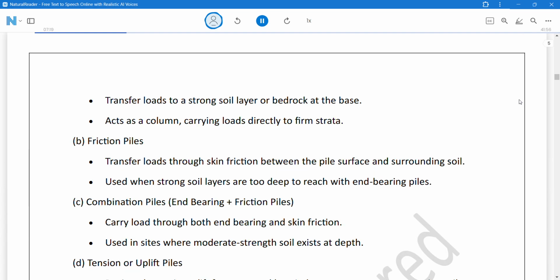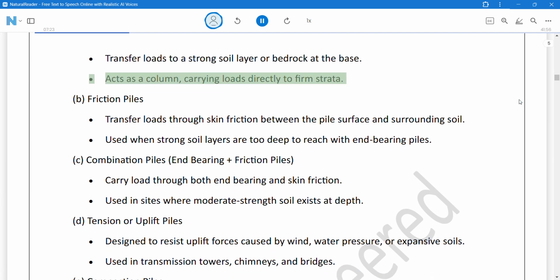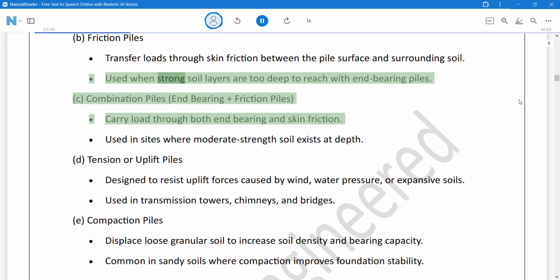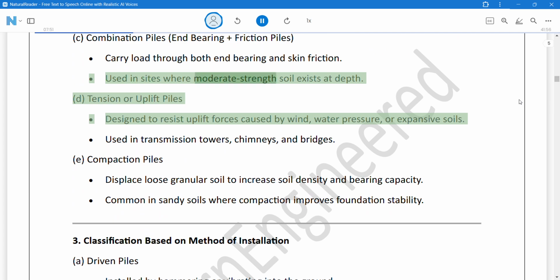Transfer loads to a strong soil layer or bedrock at the base. Acts as a column, carrying loads directly to firm strata. Friction piles transfer loads through skin friction between the pile surface and surrounding soil. Used when strong soil layers are too deep to reach with end-bearing piles. Combination piles carry load through both end-bearing and skin friction. Used in sites where moderate strength soil exists at depth.